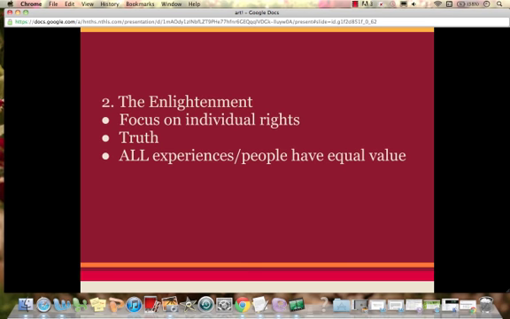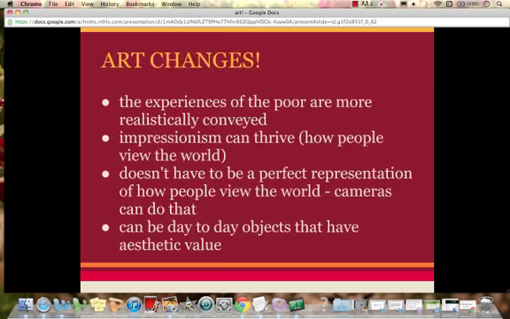And the other thing is the Enlightenment. With the Enlightenment, there's a lot of focus on individual rights and the idea of truth, and the idea that all people and experiences have equal value. So all people should have a similar education, which was a huge part of the Enlightenment. Because of that, art didn't have to educate as much because people were going to school. And art didn't have to document because photography could do that. So art's able to change.